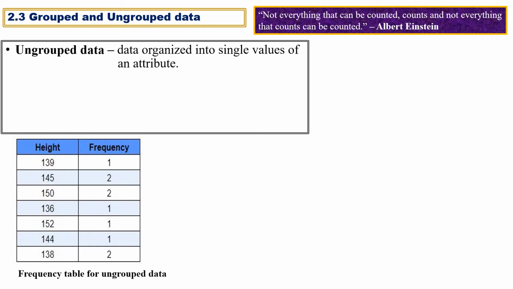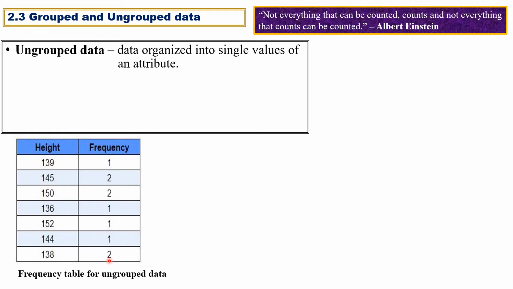Now, ungrouped data refers to data organized into single values of an attribute. The attribute in this example picture that appears on your screen now is height. Height is the attribute. And 139, 145, all the way to 138, these are all single values of that attribute height. And on the right column, you have these values 1, 2, 2, 1, and so on. These are the frequency in which that particular height occurs in the data set.